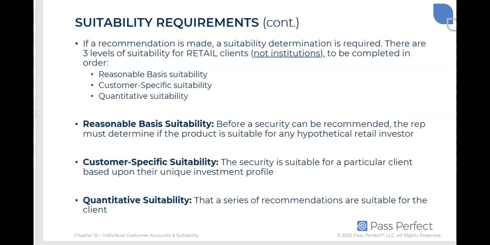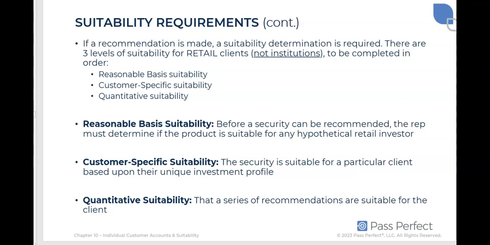Before making any recommendations, registered representatives are expected to do their homework, their due diligence, on three levels of suitability. The first level is called reasonable basis suitability. Reasonable basis means that before recommending, you have to know what it is you're recommending. Understand the product, and determine that it is suitable for at least some investors. It doesn't have to be suitable for everybody. Probably nothing is, but it's got to have some investment merit.